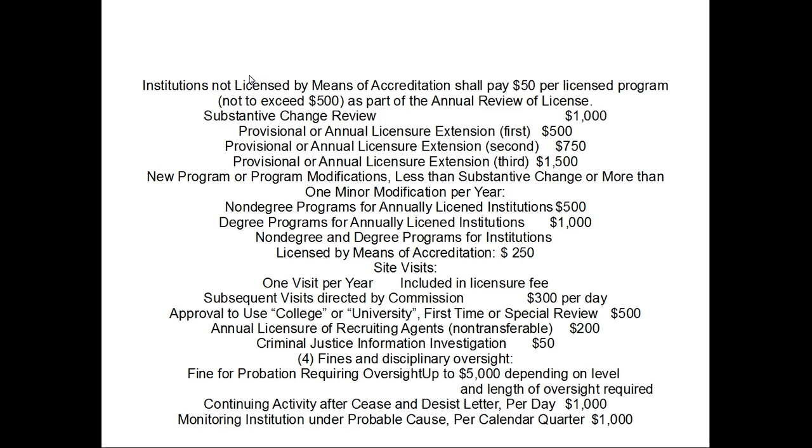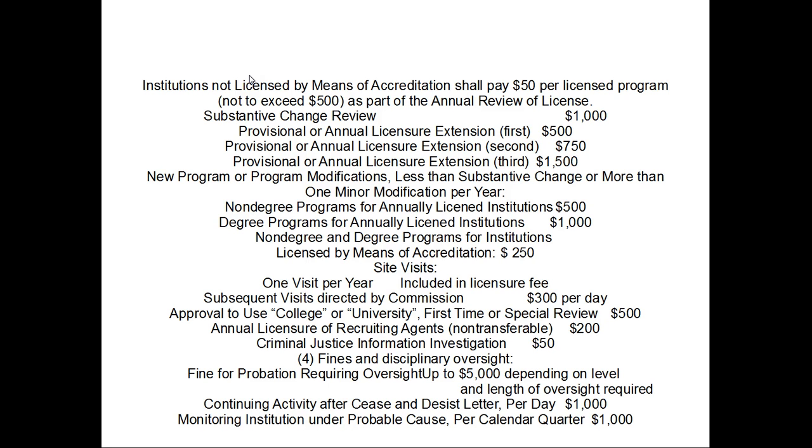New programs and program modifications, less substantive changes, more than one minor modification per year. Non-degree programs at annually licensed institutions are $500. Degree programs at annually licensed institutions are $1,000. Non-degree and degree programs for institutions licensed by means of accreditation are $250. Site visits, one visit per year, including licensure fee. Subsequent visits directed by the Commission, $300 per day. Use of college or university, first-time special review, $500.